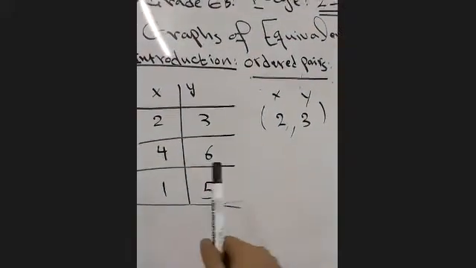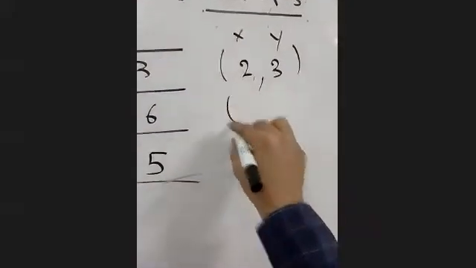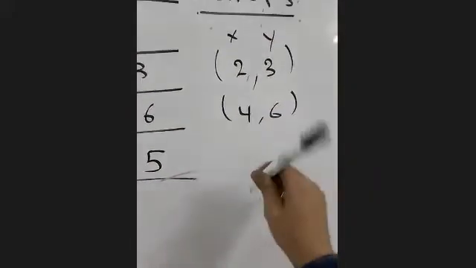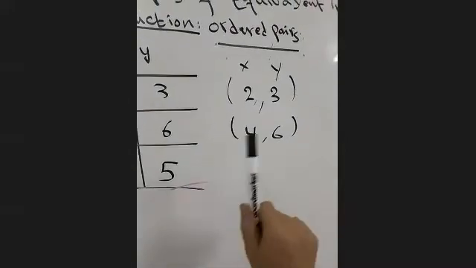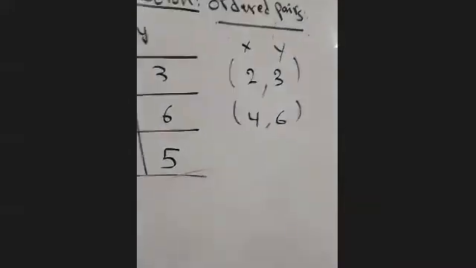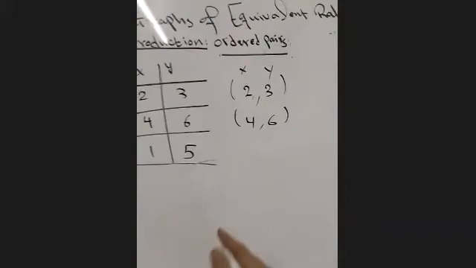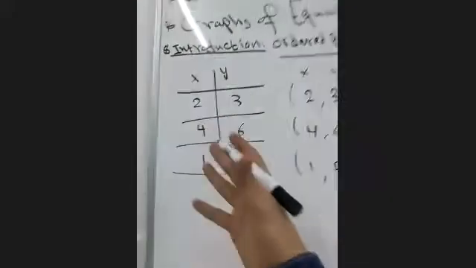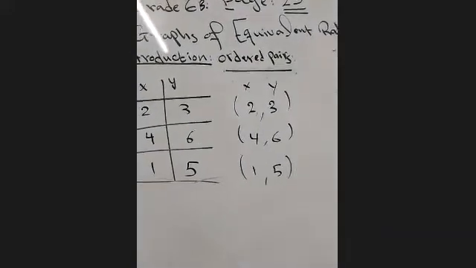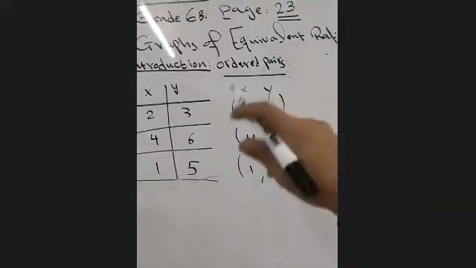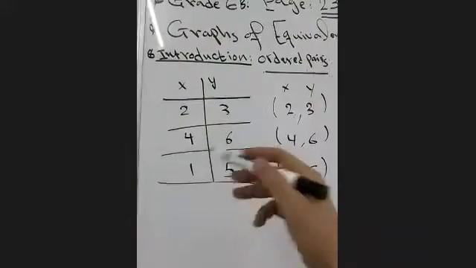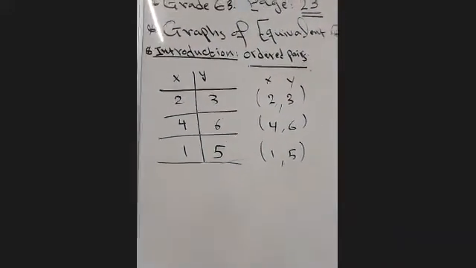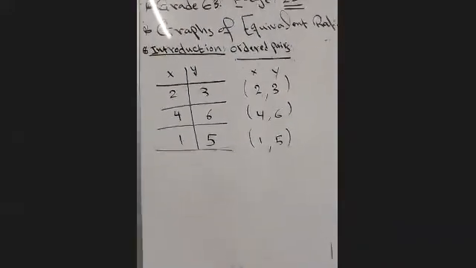The second ordered pair is 4 and 6. We don't say 6 and 4, no, we say 4 and 6. Now 1 and 5, it's 1 and 5. So we have in this table 3 ordered pairs. These things here, we call them ordered pairs. This table is like the table of ratios we took in the previous lessons.